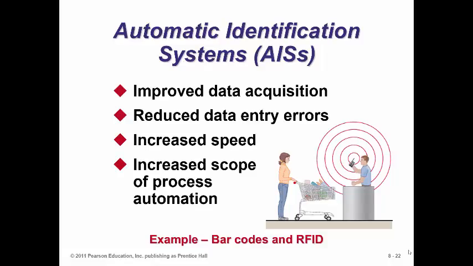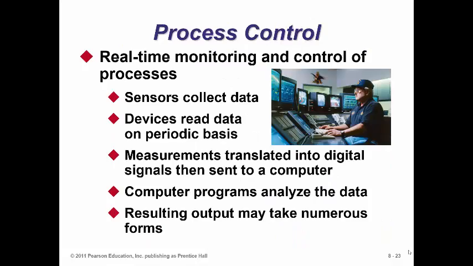So automatic identification systems, we're going to run through all these topics again just a little bit more, but RFID is really the powerful one. You can take the entire inventory of a store quite quickly. You can do many things.